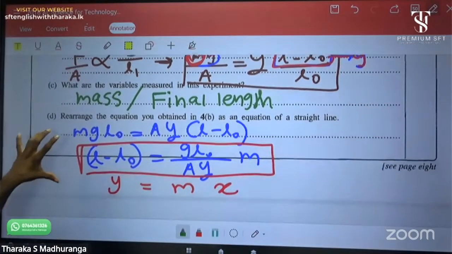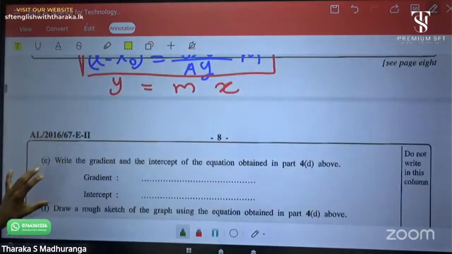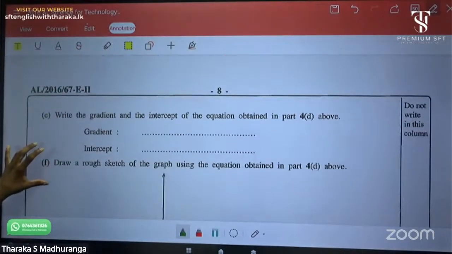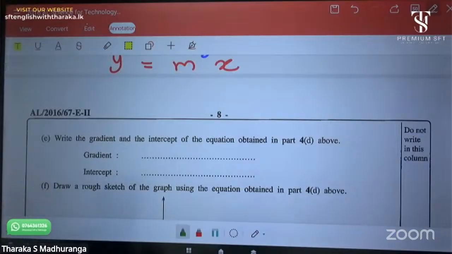Yeah, look at the practicals. You have to complete all practicals and practical questions especially. We discussed all practical questions.